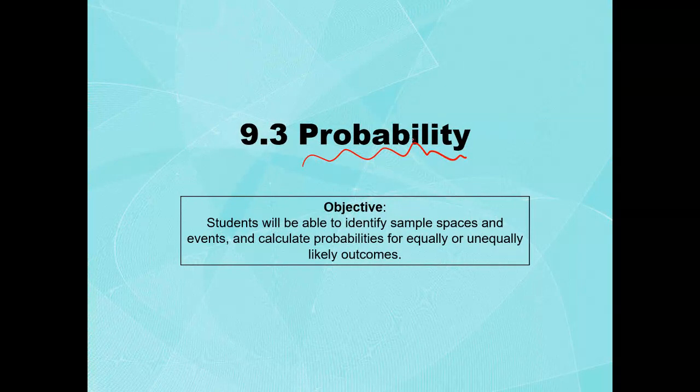Our focus in this lesson is to identify sample space, which we'll define, and events, and to calculate probabilities of both equally and unequally likely outcomes. As I was just saying about coins, heads and tails are equally likely, a 50-50 chance. If two things don't have the same probability of occurring, those are unequally likely outcomes. So we're going to talk about how you calculate probabilities in a variety of different situations.